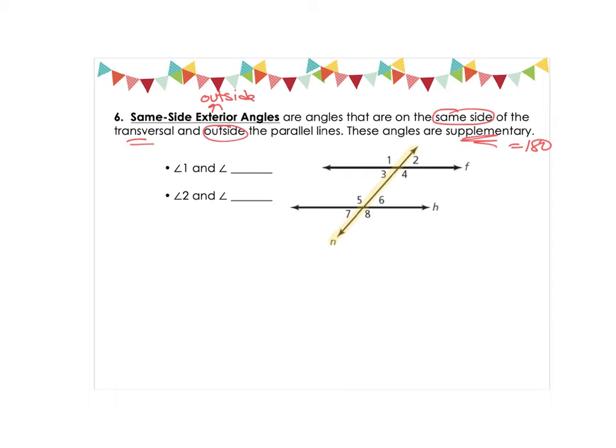So if I looked at the outside angles, they could be angle 1, 2, 7, and 8. Here we picked angle 1. So on the same side with angle 1, it has to be angle 7. If I pick angle 2, 2 and 8. Okay, and again, these guys are not equal. They add up to 180.